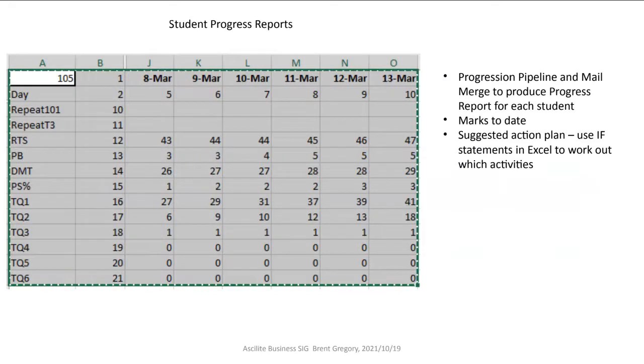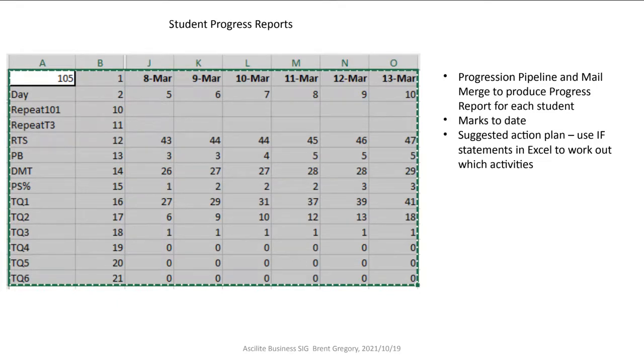Then that brings us back probably to about the final thing I will talk about here, because I said I just cut back. I come back again to the spreadsheet, and we can suck out of that a bit later in the trimester. I used that to the progression pipeline and mail merge to produce a progress report for each student.